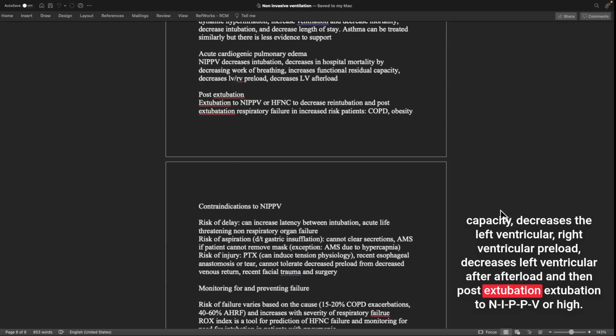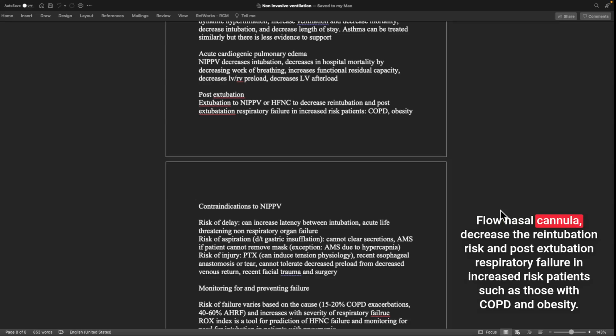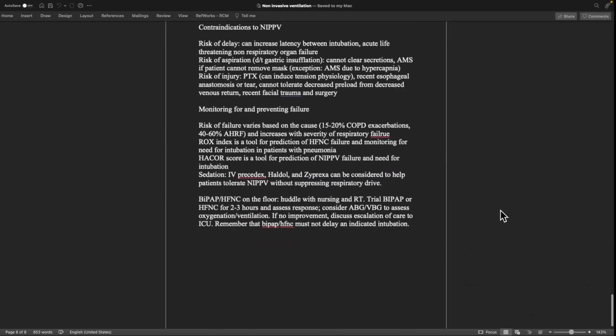And then post-extubation, extubation to NIPPV or high flow nasal cannula decreases the reintubation risk and post-extubation respiratory failure in increased risk patients, such as those with COPD and obesity.